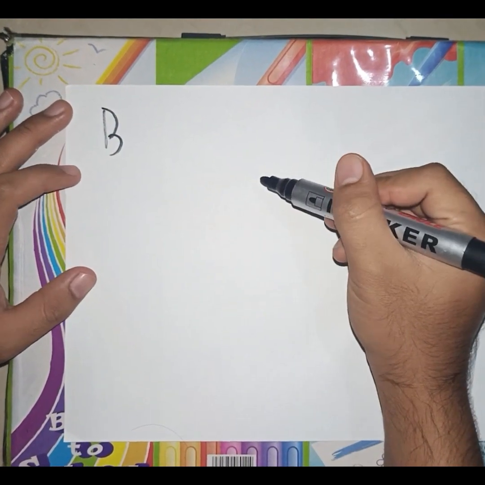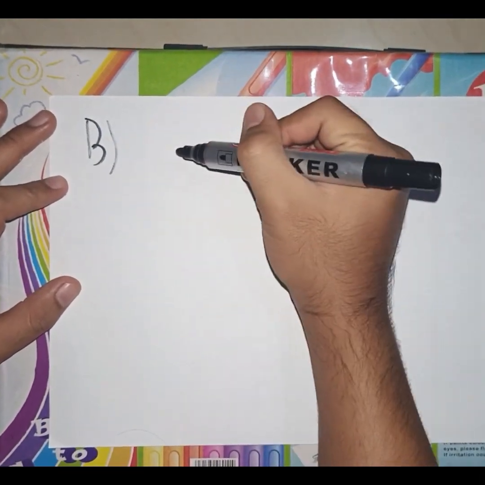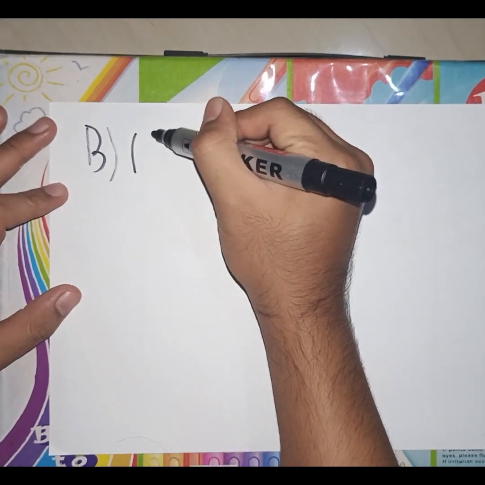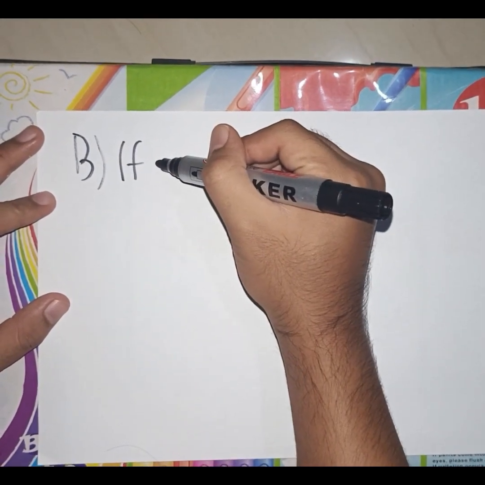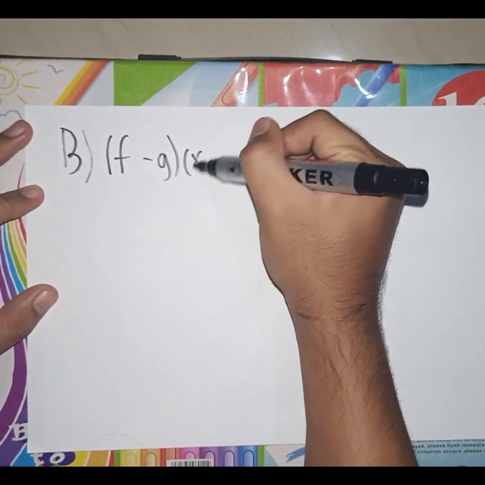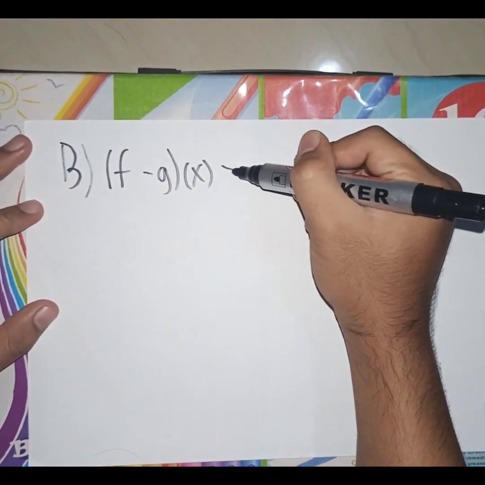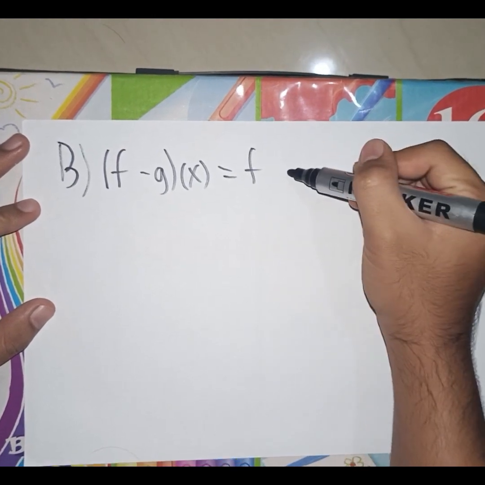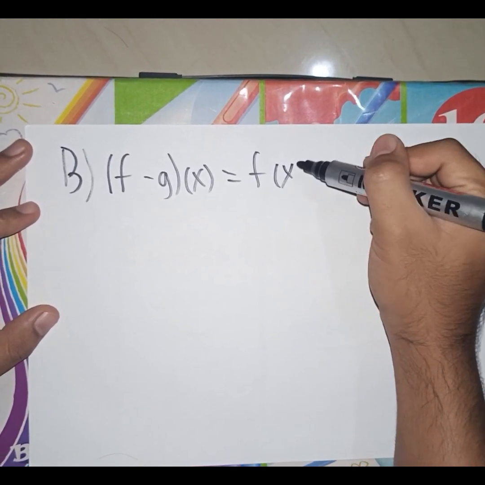Let's have another example. Quantity f minus g of x equals f of x minus g of x.